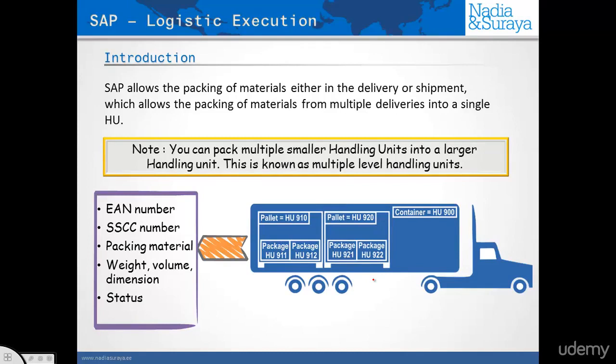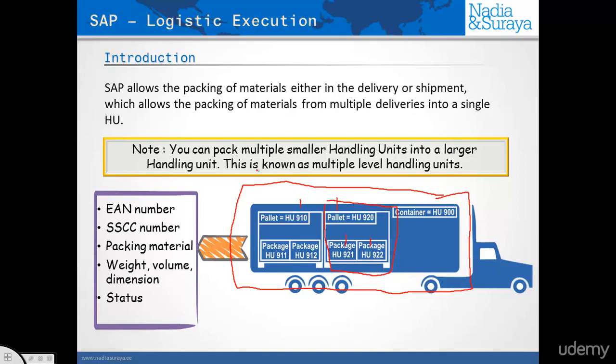As you can see here in the picture, one thing I wanted to note is you could have what we call multi-layer or hierarchical handling units. So in this example here, we see this whole container is one handling unit. And in the container, we have one pallet, which is one handling unit. So you can see here we have two pallets, and on each pallet we have two packages. So this says that we have multi-level handling units, one inside the other.